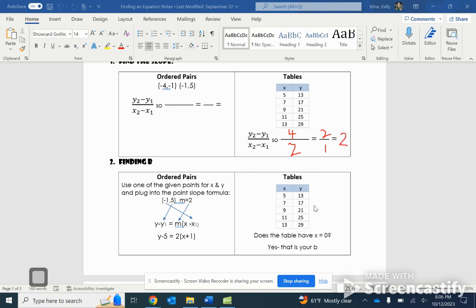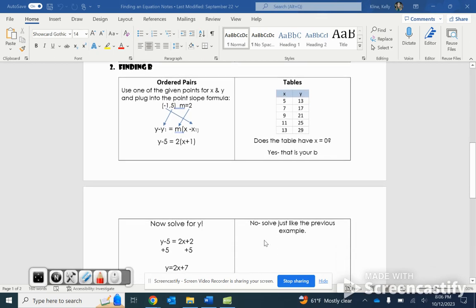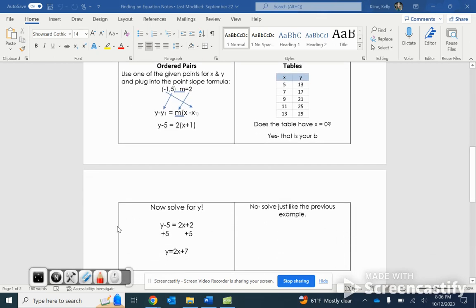And then this is important. Does the table have where x is 0? Because if it does, that's going to be your y-intercept. Just like we were talking yesterday, the y-intercept is where it crosses the y-axis, and that means that the x is going to be 0. This table doesn't have where x is 0, so we've got to solve it the same way as we did over here. So we are going to, again, our slope was 2.